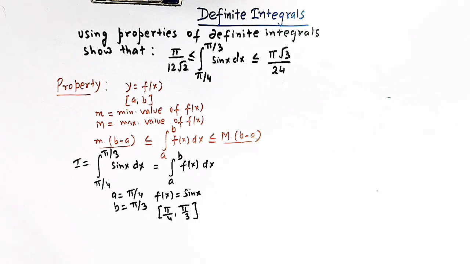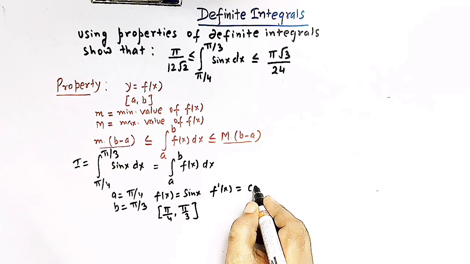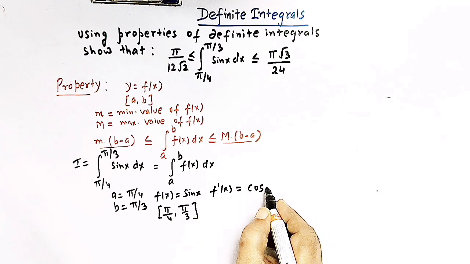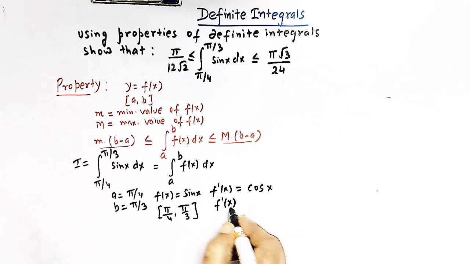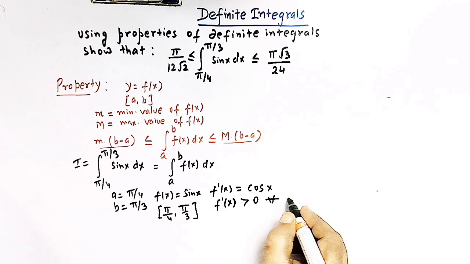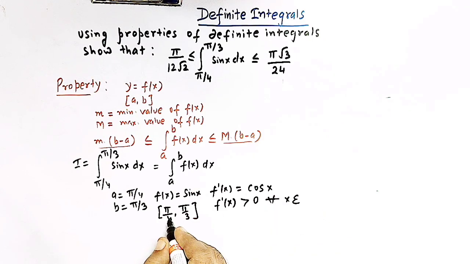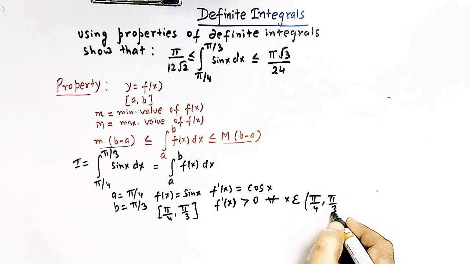And moreover, here we can easily see that this function sine of x is an increasing function in this interval, because if we find the derivative, that is f prime of x, then here we have the derivative of sine x is cosine x, and this derivative f prime of x is greater than 0 for all values of x belonging to this interval, that is pi by 4 to pi by 3.